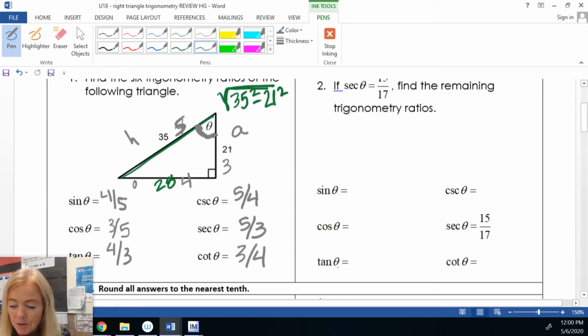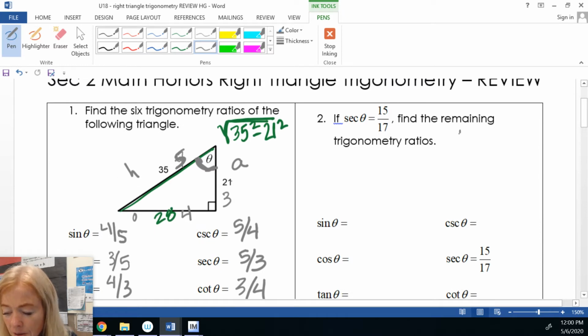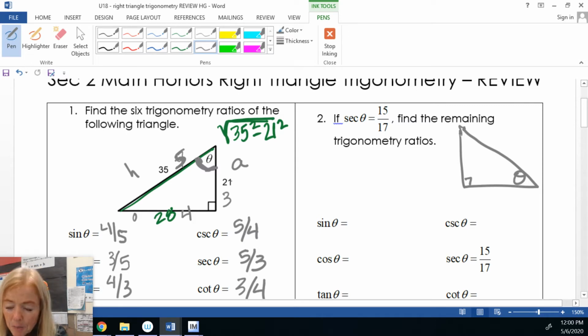All right, number 2, secant theta is 15/17. Find the remaining trig ratios. Now, this is a little tricky because you have to actually create a right triangle with an angle theta. Mark them both. I note that secant is the reciprocal of cosine. Cosine is CAH, adjacent over hypotenuse, so secant is hypotenuse over adjacent. Okay, so that's how I figure it out.